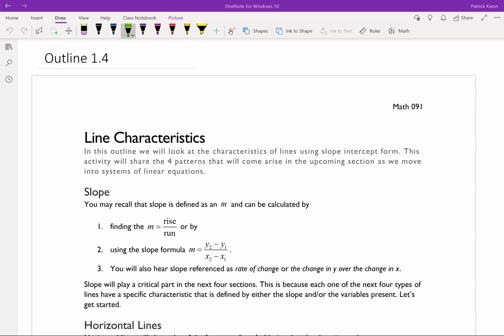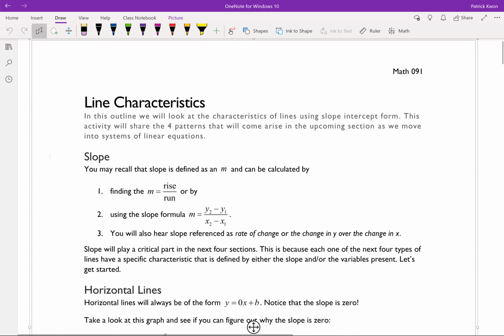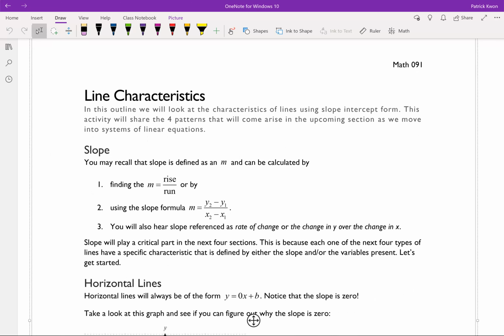Hi everyone, today we're going to talk about characteristics of lines. So the first thing that we want to talk about is slope. And recall that there are various ways to think about or calculate slope. The first one is using that idea of rise over run.